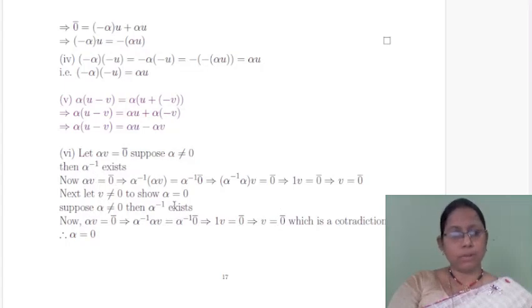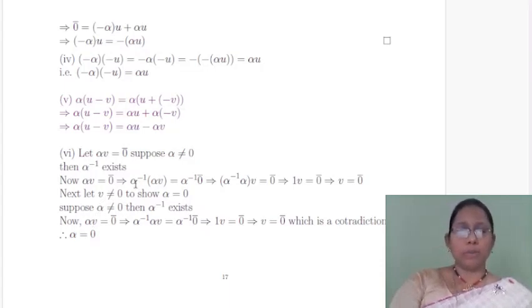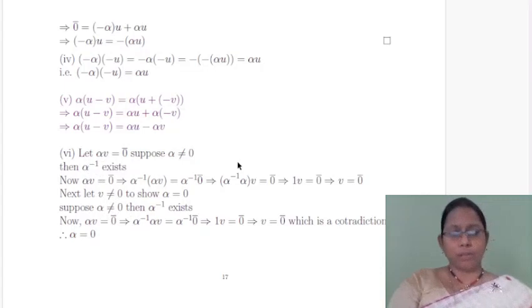So again pre-multiplying this equation alpha v = 0 by alpha inverse, I will get v equal to 0, which is a contradiction, as we have considered in the beginning v is not equal to 0. Therefore, this contradiction arises because we have considered alpha not equal to 0. Therefore, alpha must be equal to 0.